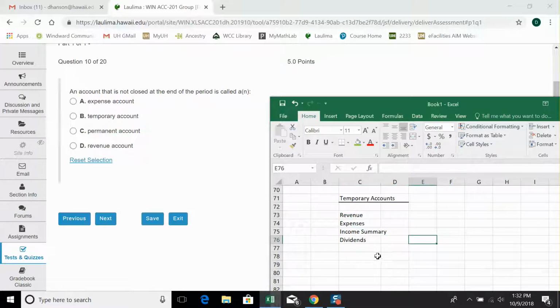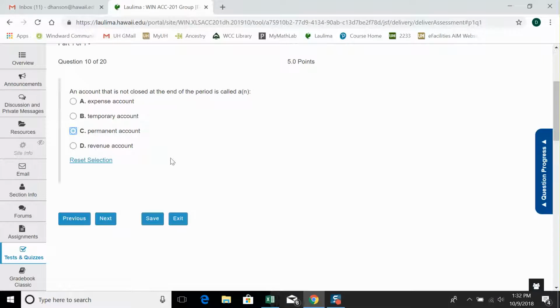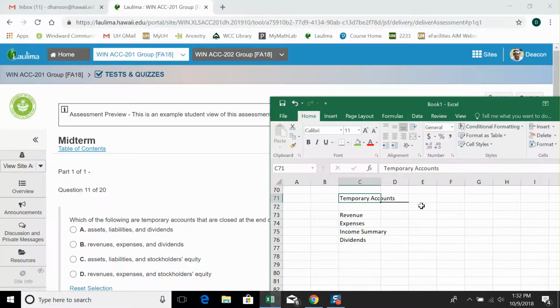So the ones that are not closed, even if you did not read the chapter, you could kind of think, well, the opposite of temporary would be permanent. So permanent accounts are not closed at the end of the accounting period. Permanent accounts would be assets, liabilities. In the equity section, common stock and retained earnings. Those accounts are not closed. They're called permanent. Okay, just so you know that.